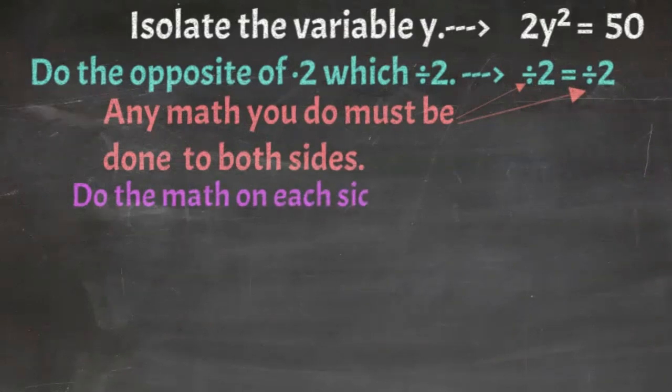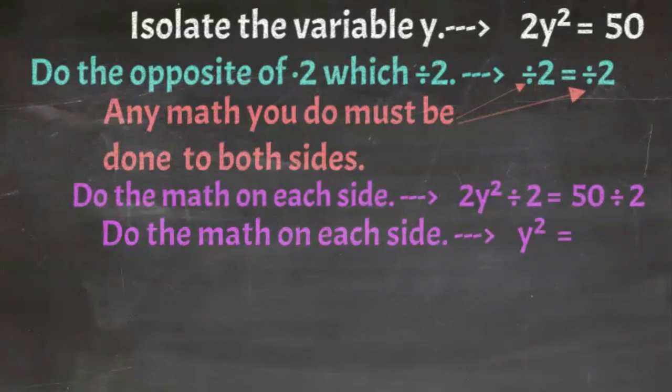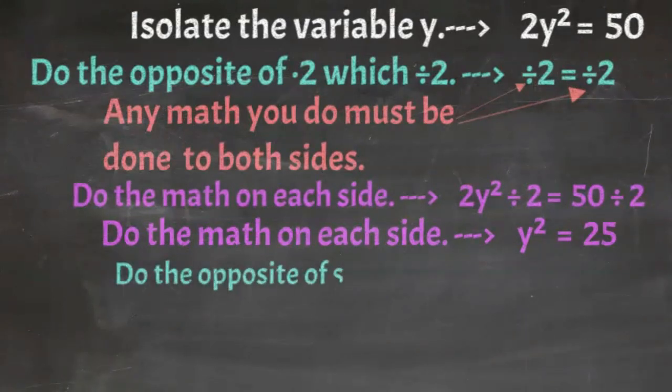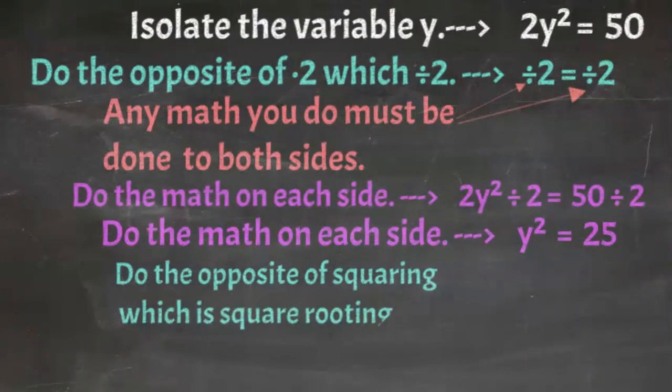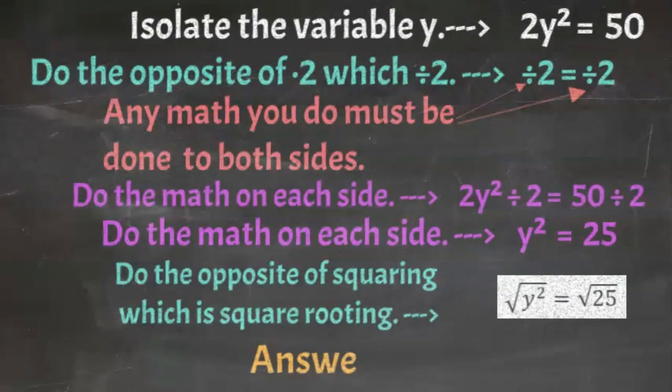Doing the math, we get 2y squared divided by 2 is equal to 50 divided by 2. Now we do that math on each side, and we get y squared is equal to 25. We do the opposite of squaring, so we do square rooting on both sides. So we take the square root of y squared and the square root of 25. And then we get the answer of y is equal to 5.